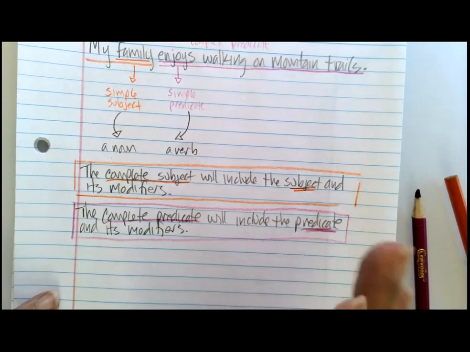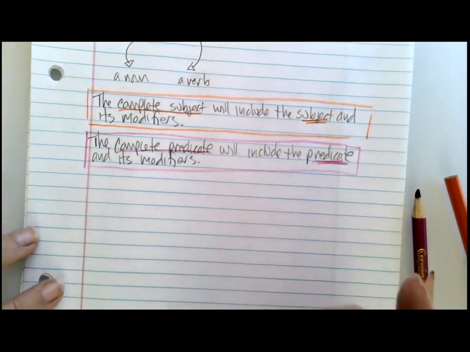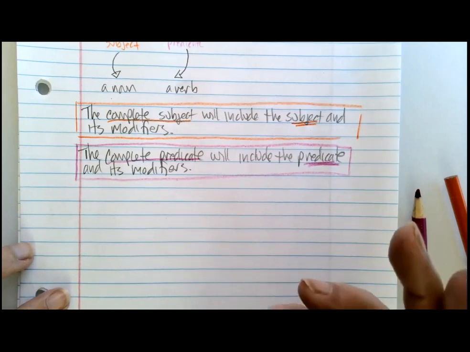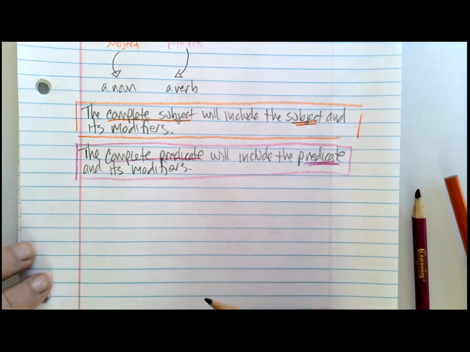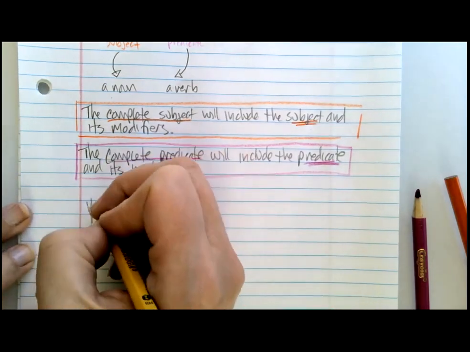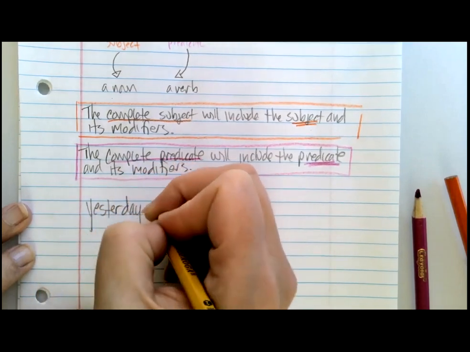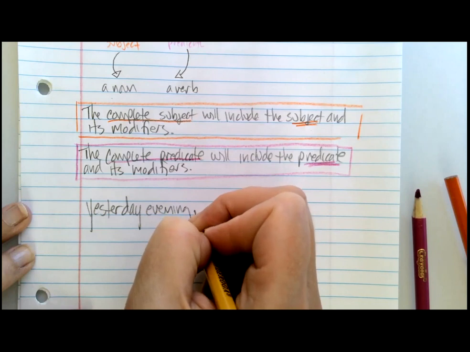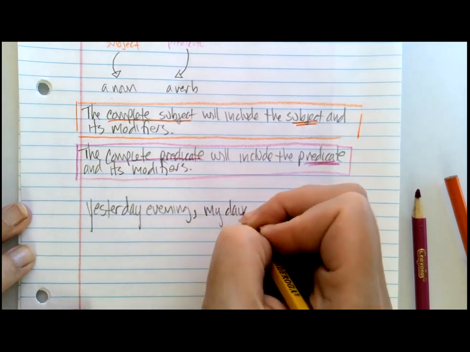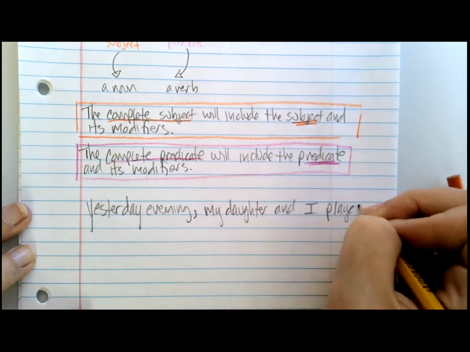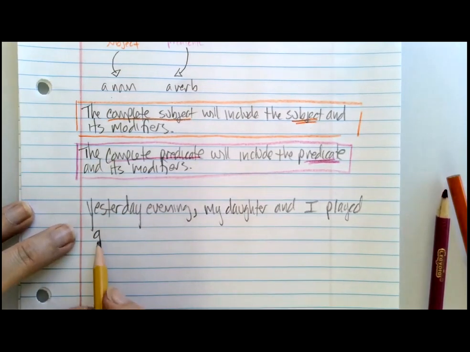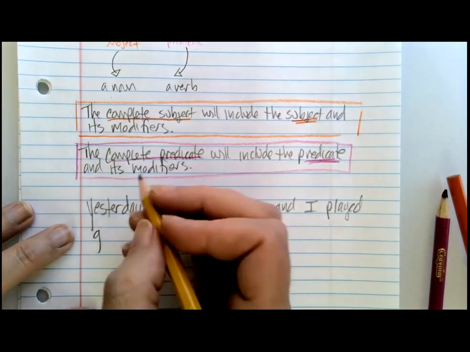Okay, now we're going to have one example where I identify to you that we can have a plural subject, we can have a plural predicate. So we're going to have a sentence here that has both. So you're going to write the following. Yesterday evening, comma, my daughter and I played games and sang funny songs. And notice how I'm skipping a line here, okay? So I want you to skip a line at this point.